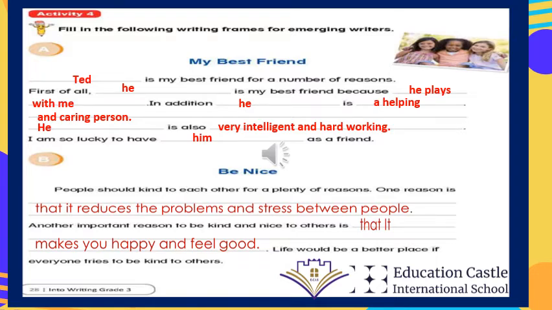The first sentence is my best friend for a number of reasons, so we may mention any name. For example, I write Ted. First of all, now I'll mention the reasons, the details. First of all, he or she is my best friend because now I'll mention a reason. Because he plays with me.